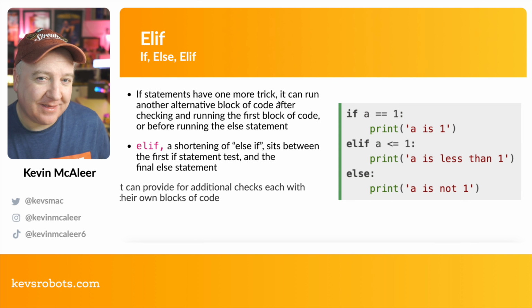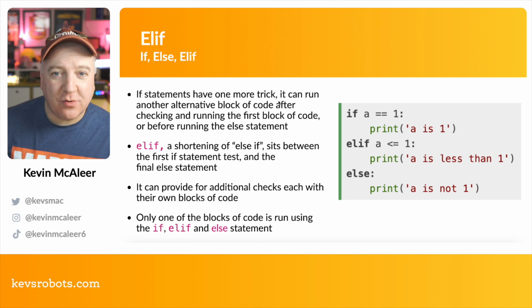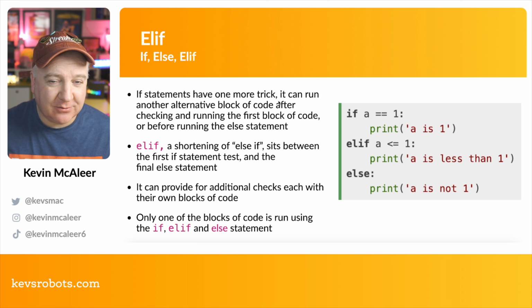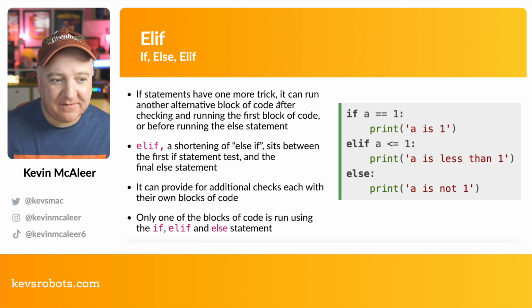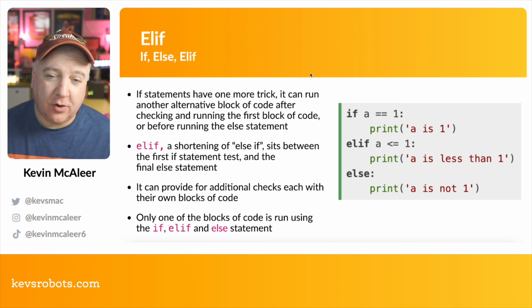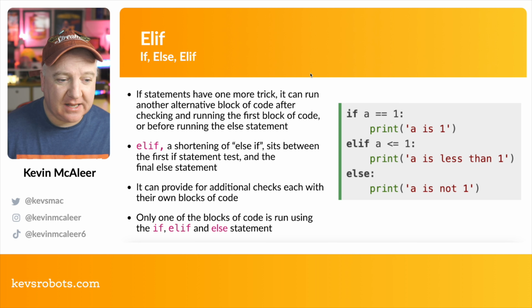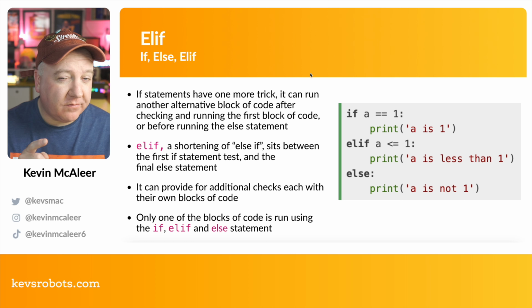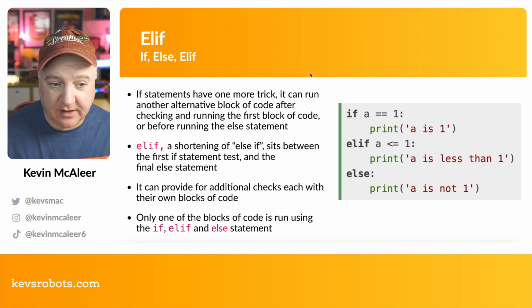Now there's another thing that we can put in there. What happens if there's more than one condition that we want to test for and we don't want it to keep checking every single thing? We can use an Elif. So if statements have one more trick, it can run another alternative block of code after checking the first block or before it runs the else statement. Elif is short for else if, and it sits between the first if statement test and the final else statement. So we can have quite a few of these other tests in there, and then finally, if none of them are true, we can run the else statement instead. So only one of the blocks of code will actually run. We'll check that in our test in a second.